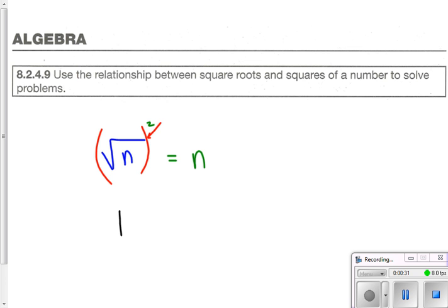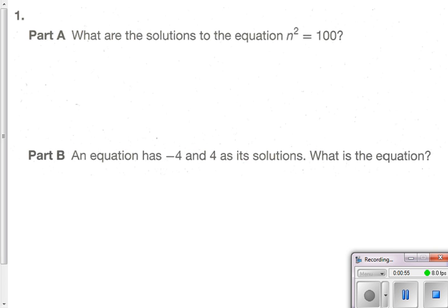Let's say you had n squared and you needed to get n alone. Well, in order to get n alone, the way to get rid of a square is to square root it, giving you n. Very similar to what you did with the Pythagorean theorem, a squared plus b squared equals c squared. You needed to get a squared, b squared, or c squared alone, and the way you did that was a square root.